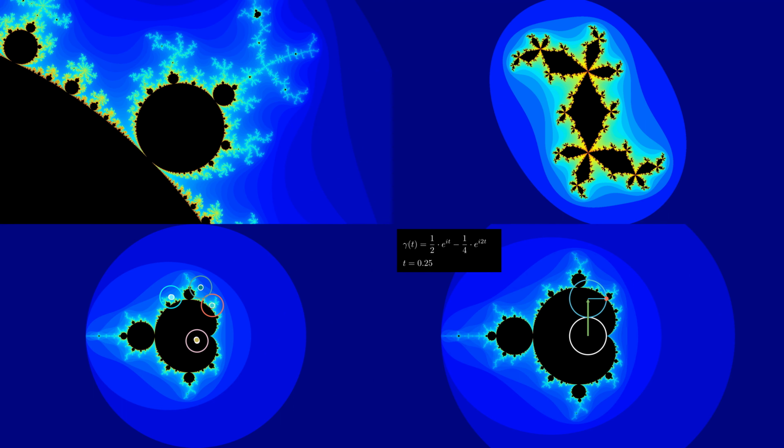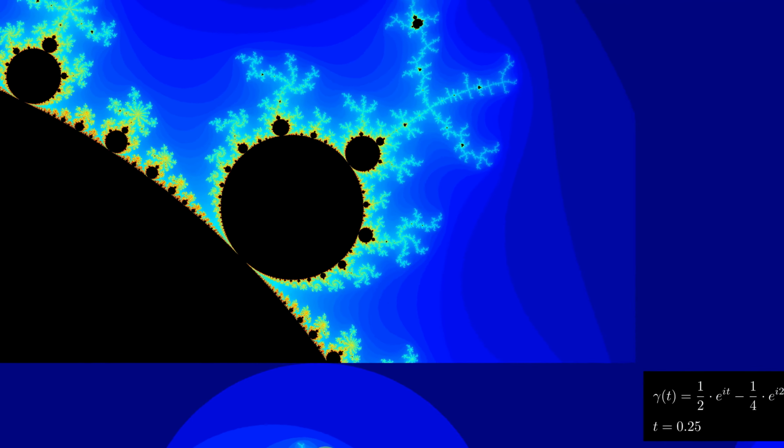Let's have a look at the quadrant in the top left. This quadrant shows a zoomed-in view of the travel point location. Let me mark the location of the travel point in this quadrant for you. That means that this bulb is the 4 bulb. But can you see anything in this quadrant that is related to the number 4?